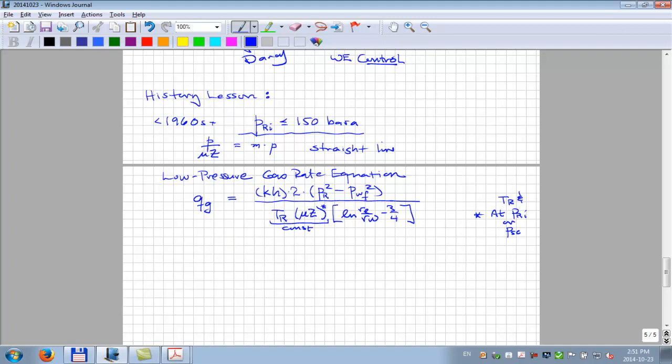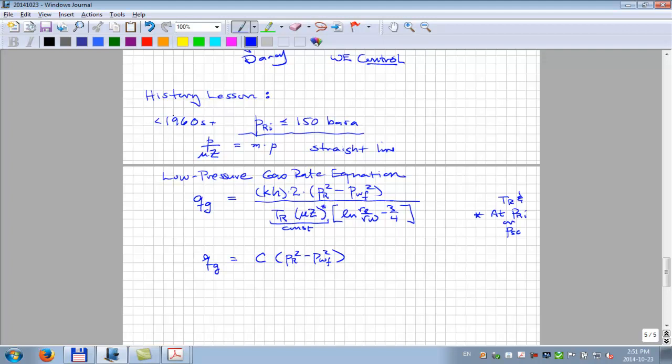KH is a constant. You've got the 2 because of the integration of a straight line. Pressure squared. You end up with basically C times PR squared minus PWF squared. And that was the equation they were using all the time up into the 60s.